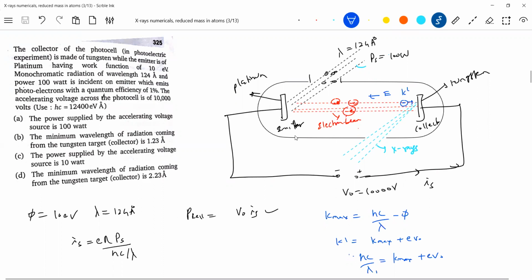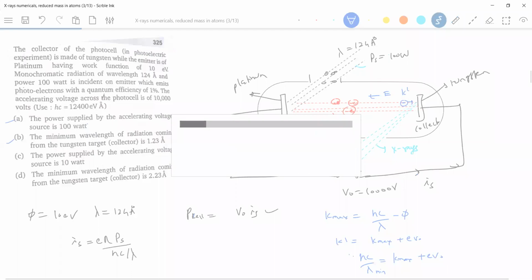Shall I write lambda minimum? The minimum wavelength of radiation, you have to work out for that. The power supplied by the exciting voltage. I think A and C you can eliminate. You can verify from this discussion what I made. Power of a photocell, minimum wavelength of radiation. I think AC and BD, just checking this one. So I'll write down the answer. This should be 100 watt. 1.23 Angstrom is another option. Do the calculation later on.